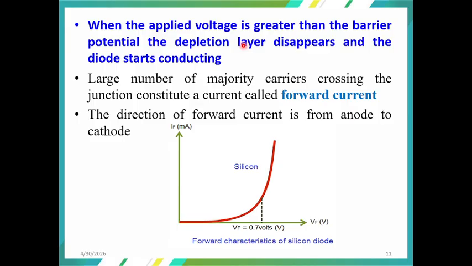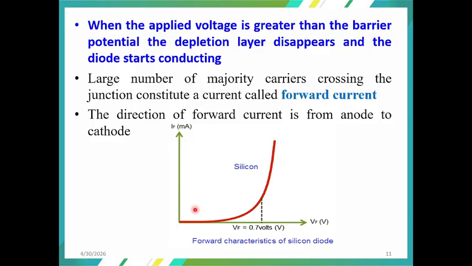When the applied voltage is greater than the barrier potential, the depletion region will disappear and the diode starts conducting. A large number of majority carriers cross the junction, and the current is called the forward current. The direction of the forward current is from anode to cathode.